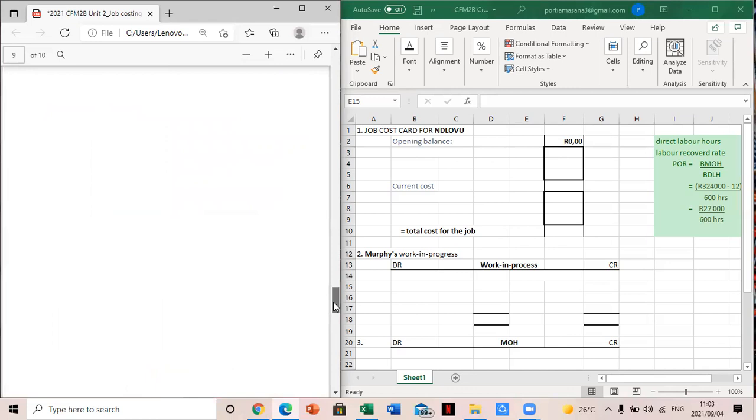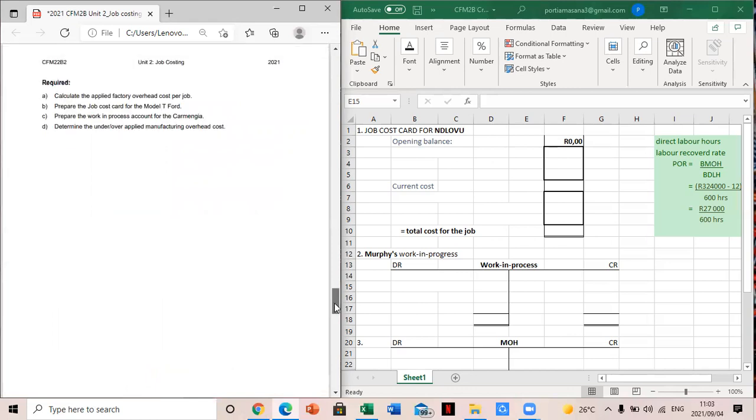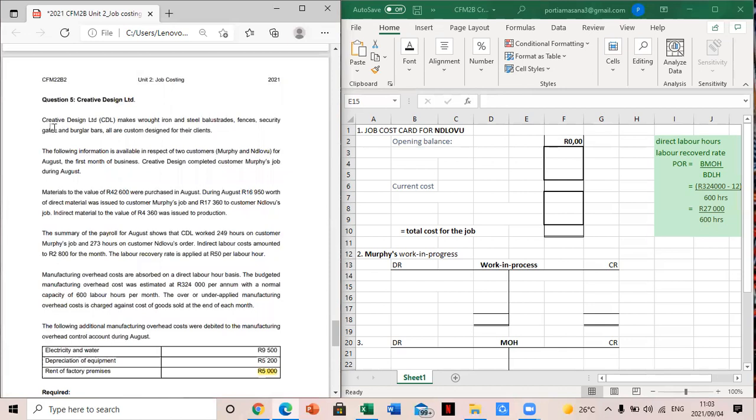Let's go back to the question. It says that Creative Designs Ltd makes wrought iron and steel balustrades, fences, security gates, and burglar bars. All are custom design. This custom design is important because, remember, with job costing it's unique products as per customer specification. Something that is custom design means it is customer specified.